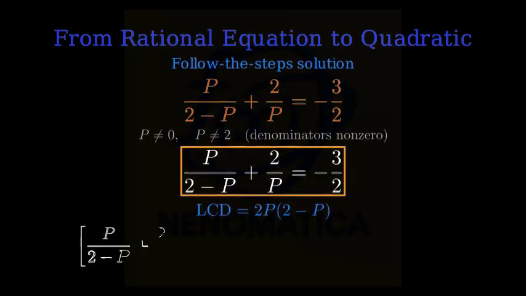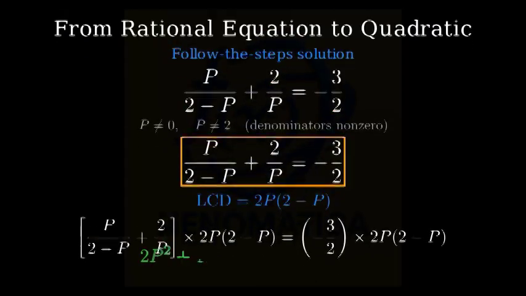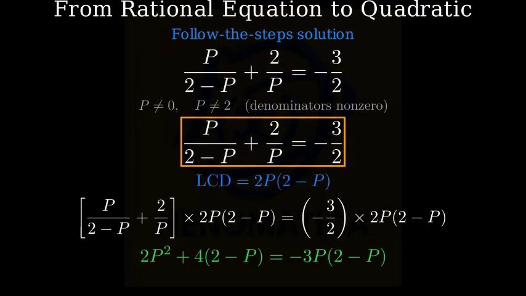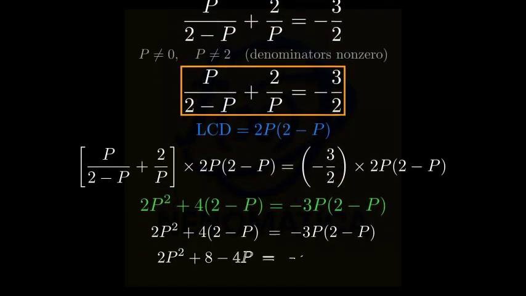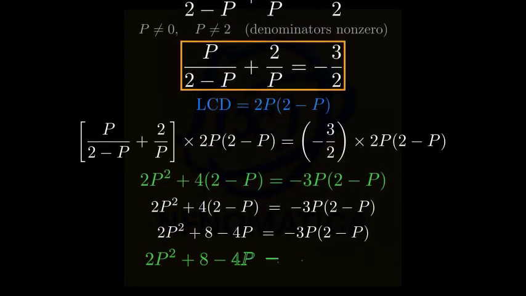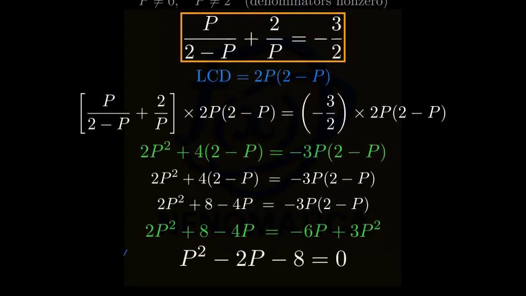Be careful to write the entire left side in brackets before multiplying. Step 2. Distribute and simplify each side. 2p squared plus 8 minus 4p on the left, and -6p plus 3p squared on the right. Step 3. Move everything to one side to form a quadratic. Now compute the discriminant.